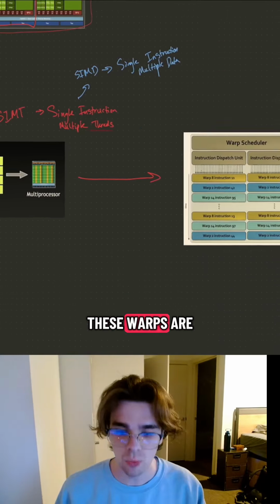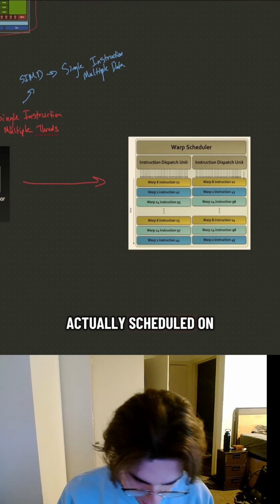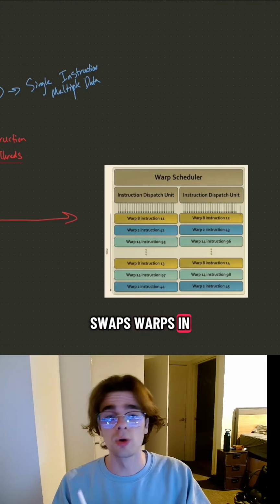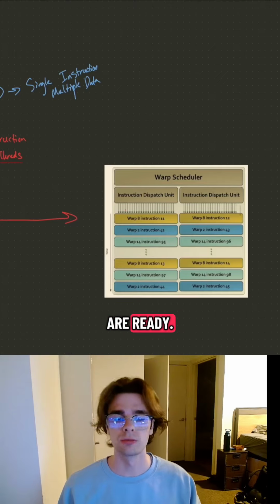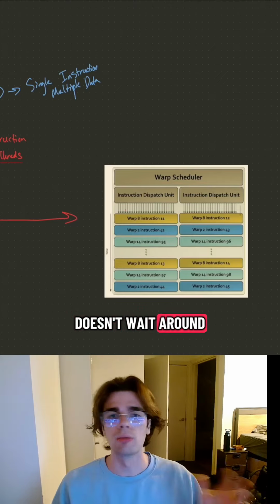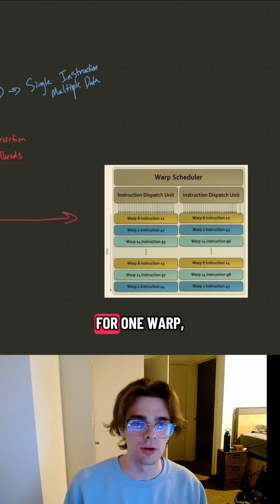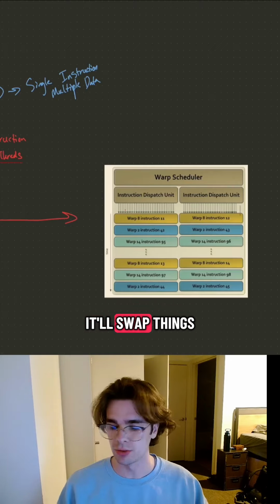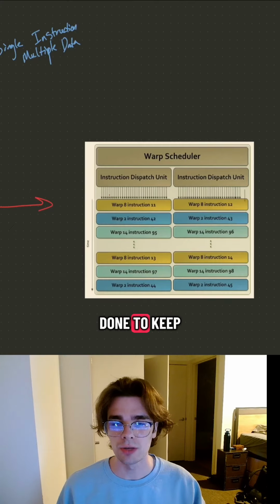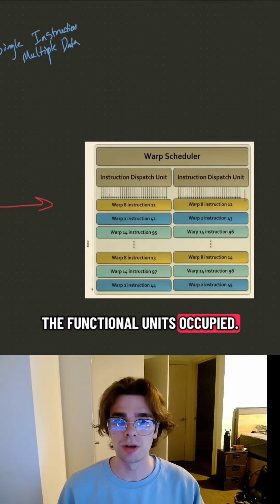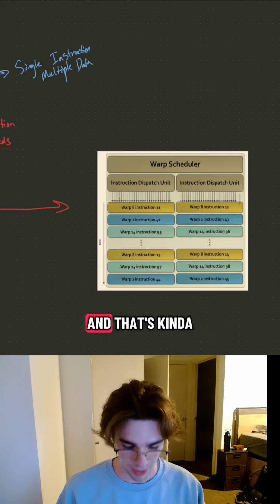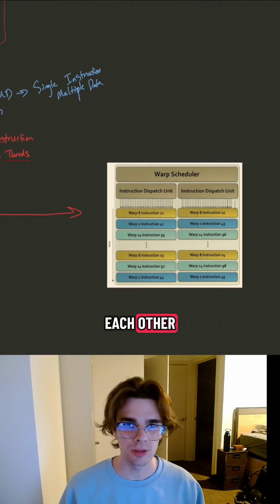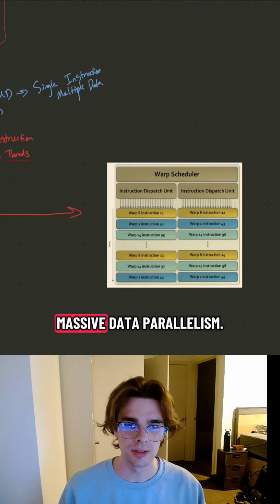And so when these warps are actually scheduled onto a warp scheduler, the warp scheduler swaps warps in and out depending on which warps are ready. The warp scheduler doesn't wait around for data stalls for one warp. It will schedule what is ready to be scheduled. It'll swap things out. It'll do what needs to be done to keep the functional units occupied and actually doing things. And that's how the software and the hardware interact with each other to create this massive data parallelism.